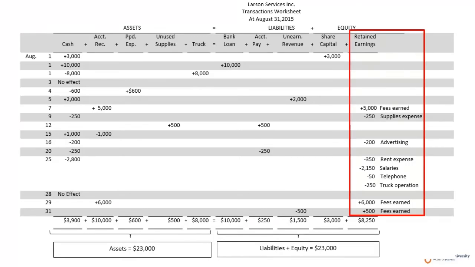We'll begin by preparing the income statement. The income statement reports revenues and expenses, so this is the information we need from the Transactions Worksheet. Revenues and expenses are detailed within equity, specifically within the retained earnings account.